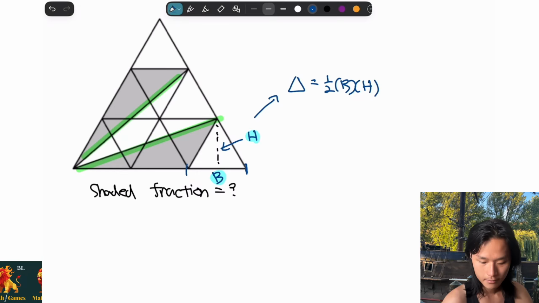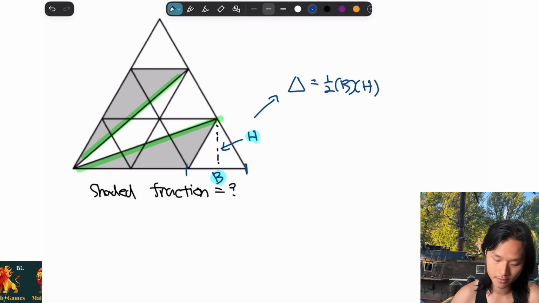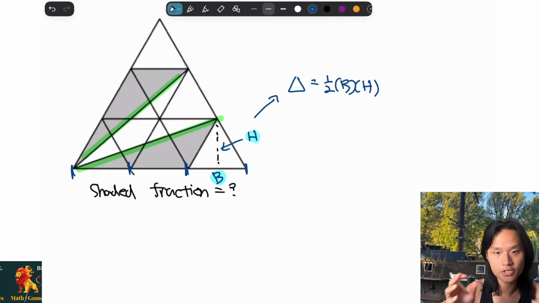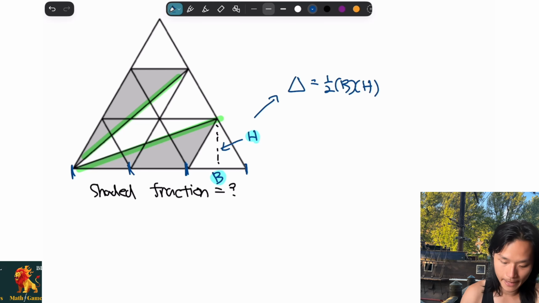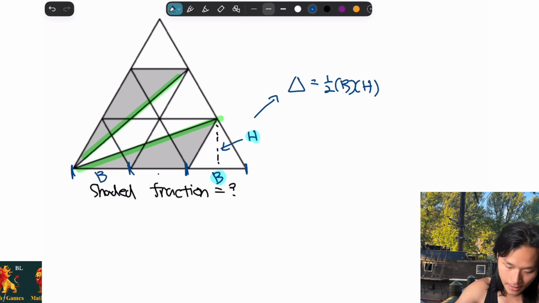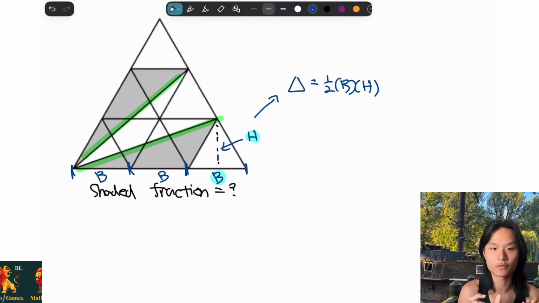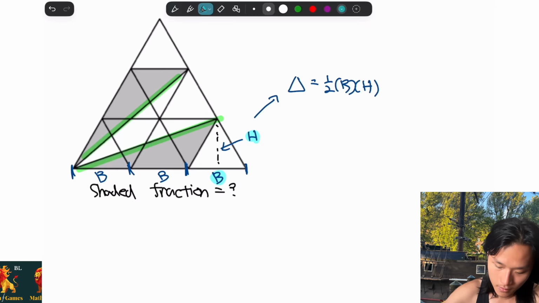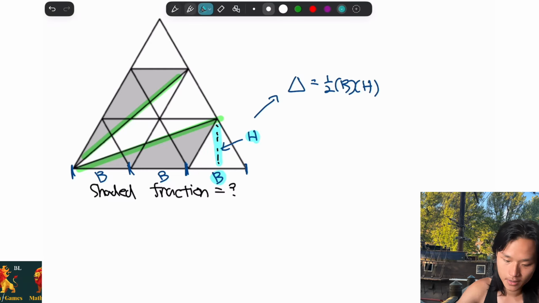So we can try and think about the shaded areas, right? Now let's draw some lines here. So for this shaded triangle, which is a bit slanted, the base is B and B, okay? The base is the sum of 2 smaller bases. And what about the height? Well, the height is also just H, right?